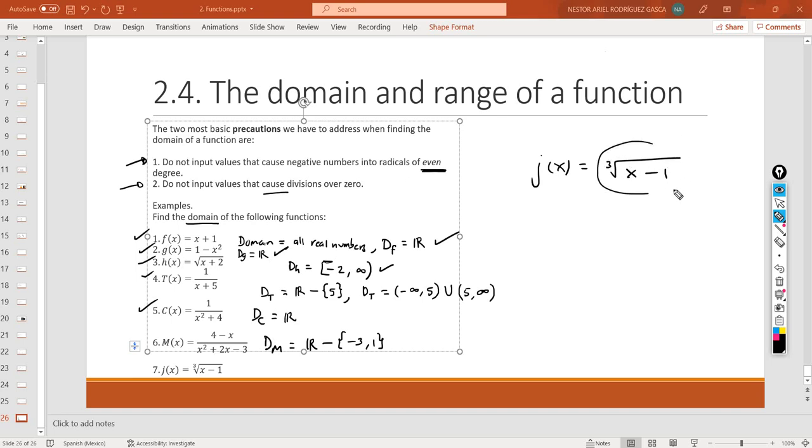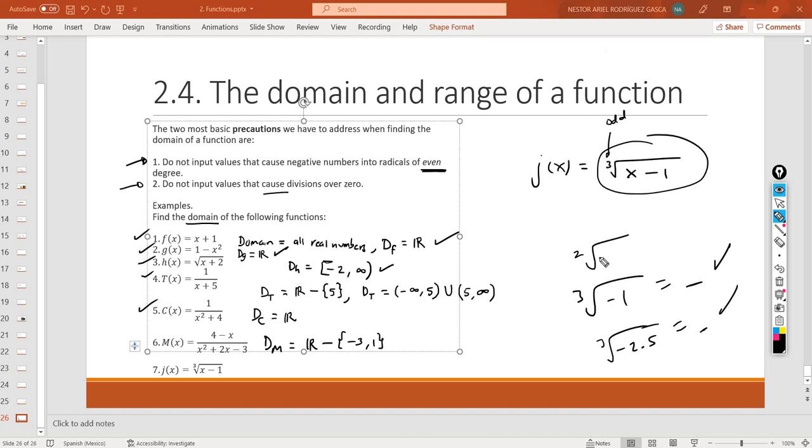This radical, guys, the degree of this radical is not even, it's odd. We're talking about a cubic root. And when you try to calculate cubic roots of negative numbers, that's perfectly fine. You will be able to calculate this. If you don't believe me, just input the cubic root of any number, minus 1 or, I don't know, minus 2.5, any negative number you want, and you will get a number. Okay, the calculator will be able to do this.